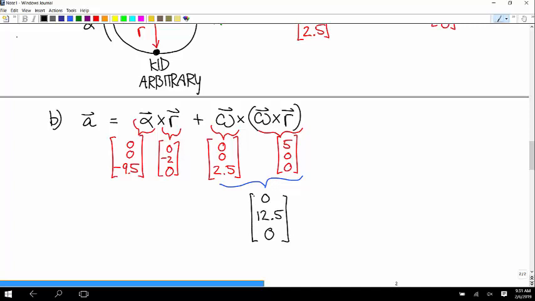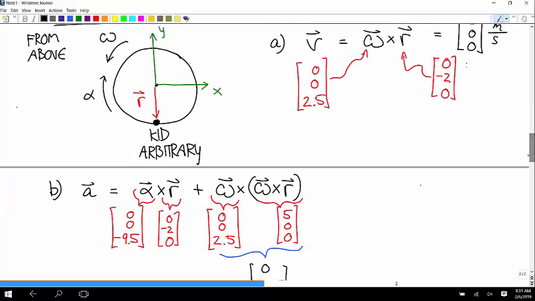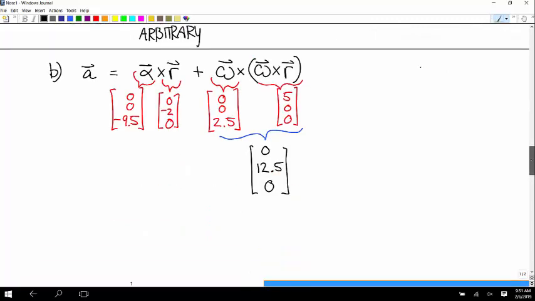Is that the tangential or centripetal acceleration? Centripetal. So does that direction make sense where the kid is? Yep, toward the center is in the positive y direction. And now the tangential acceleration.